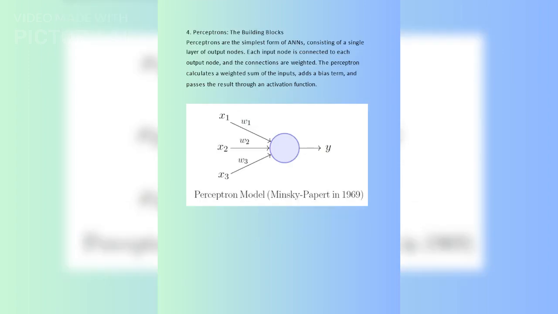Perceptrons are the simplest form of ANNs, consisting of a single layer of output nodes. Each input node connects to each output node, and the connections are weighted. The perceptron calculates a weighted sum of the inputs, adds a bias term, and passes the result through an activation function.